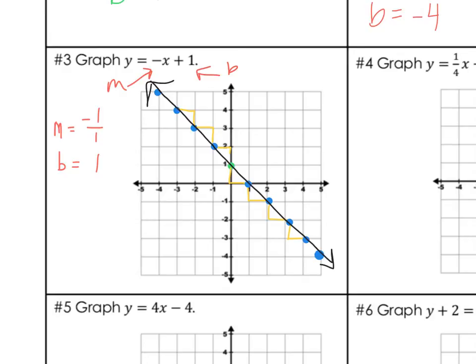So double check everything. Did we begin at 1? Yes. Is our line negative? Our slope is negative, yes. Down 1 over 1. So you need the m and the b to do that.